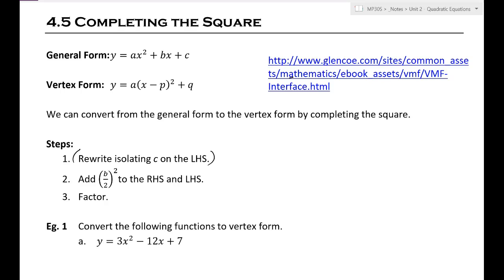Lesson 4.5, completing the square. Up to this point, we've learned about general form and we've learned about vertex form. We can convert from vertex form to general form by expanding our square, but going from general form to vertex form is a little bit more challenging. So in order to do this, we need to be able to create a perfect square. We're going to do that by what we call completing the square.